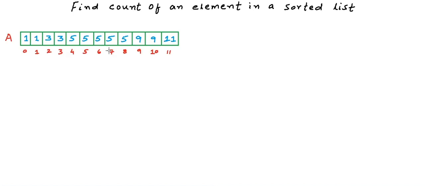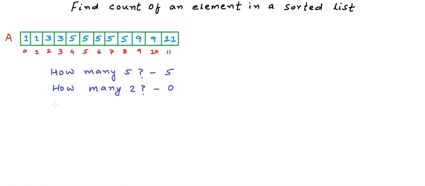So let's say we are given a list in the form of an array. Here we have an array of size 12 and the elements are in increasing order. Now how many times does number 5 occur in this array? 5 occurs 5 times. And how many times does number 2 occur in this array? 2 does not occur in the array.